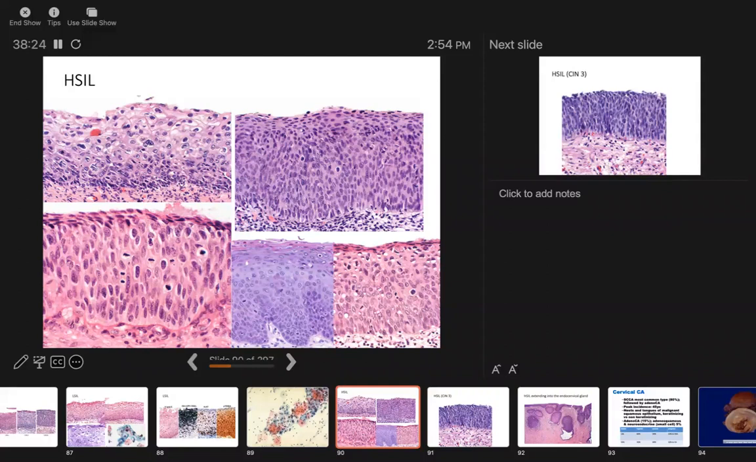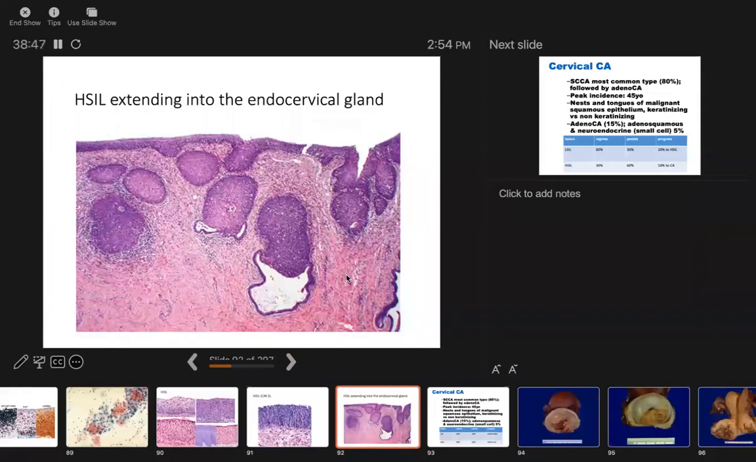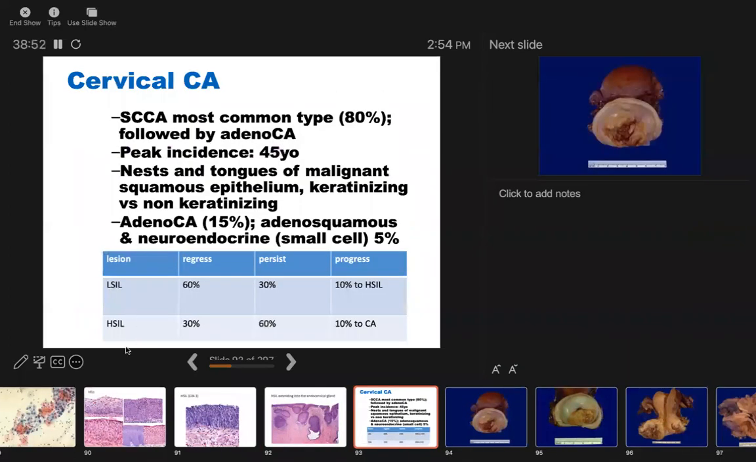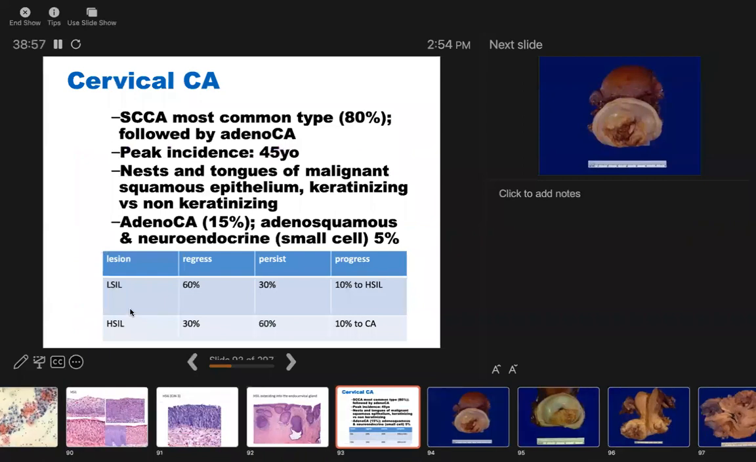This is an example of HSIL extending in the cervical. This is the endocervical. So again, the change is squamous. That being said, the most common type of cervical carcinoma is squamous. This table will show you its progression, regression, or persistence, so that when you are diagnosed with either LSIL or HSIL, close follow-up is really recommended.